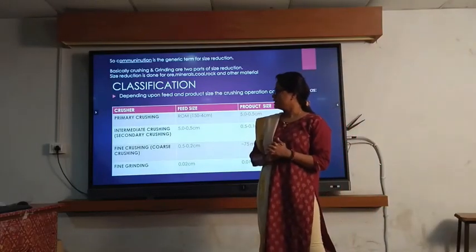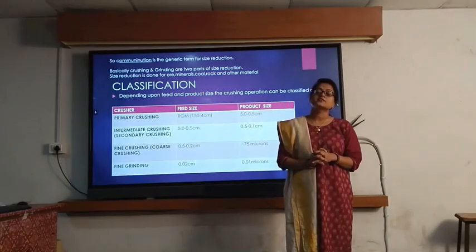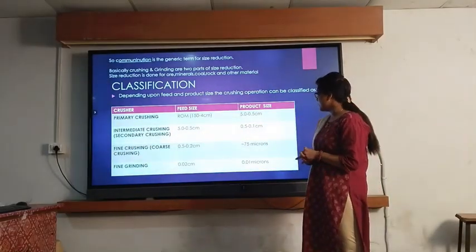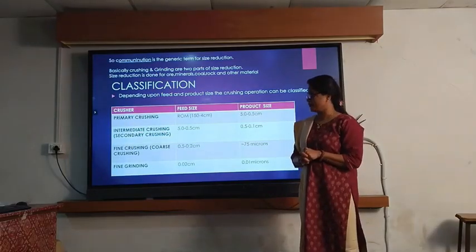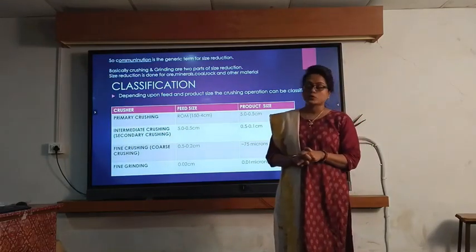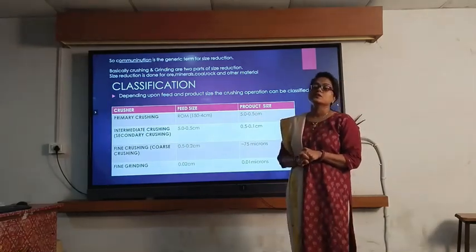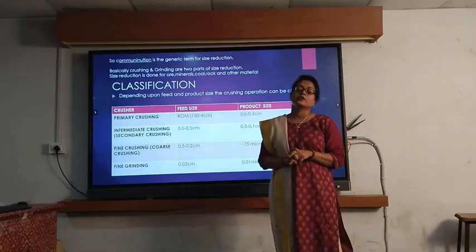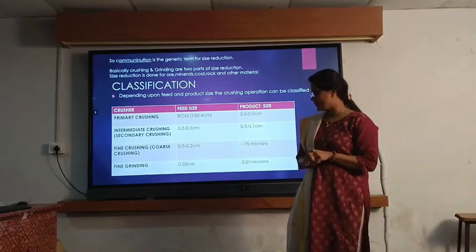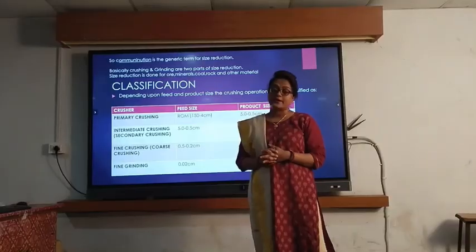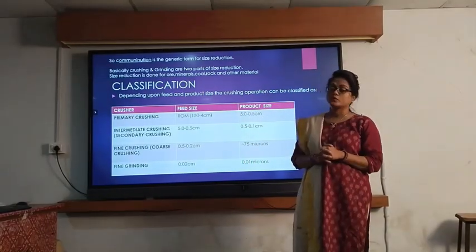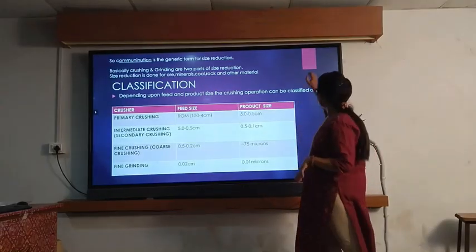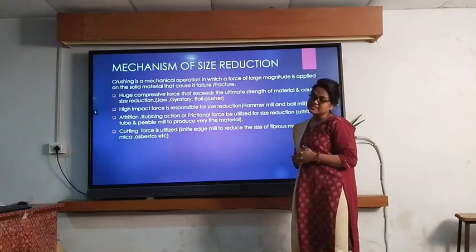For the intermediate crushing or the secondary crushing, the feed size is 5 to 0.5 cm, and the product size is 0.5 to 0.1 cm. For fine crushing, that is coarse crushing, the feed size will be 0.5 to 0.2 cm, and the product size will be 75 microns. For the last, fine grinding, we have a feed size of 0.02 cm and the product size is 0.01 micron. So moving to the next slide, what is the mechanism of size reduction?